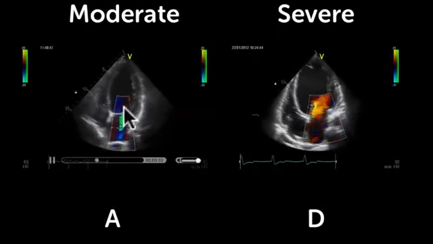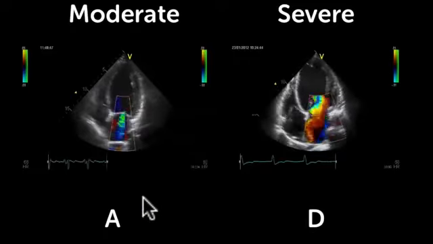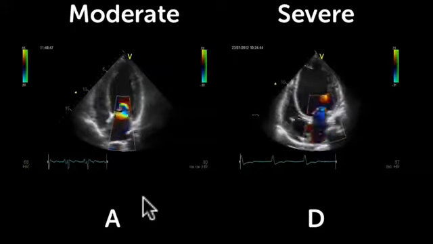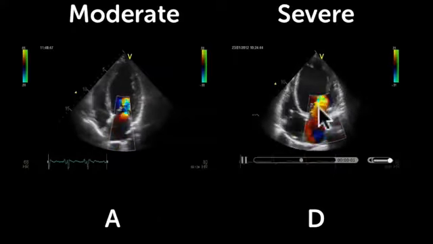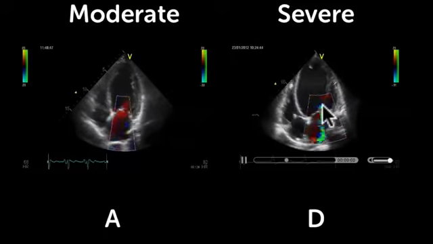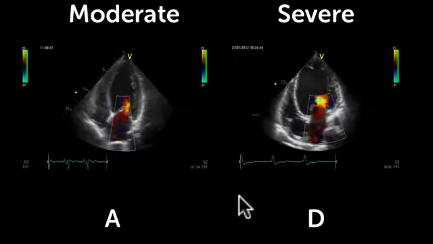In A, a flow convergence zone is clearly visible. The jet is relatively large. It is moderate. And finally, in D, very large flow convergence zone and a very large jet. Regurgitation is severe.